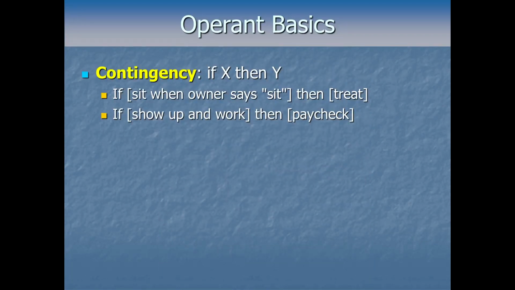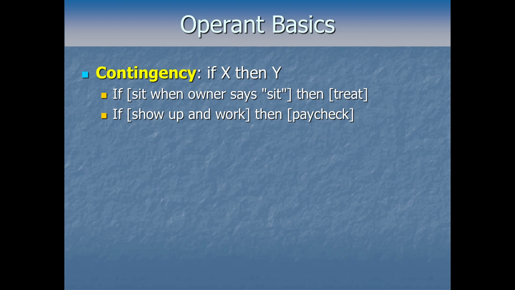So to understand how brains learn new behaviors, we have to start thinking in terms of contingencies. A contingency is an if-then statement. If X, then Y, X predictably leads to Y. From the dog's perspective, over time, it's learning things like, if I sit when the owner says sit, that's a behavior, then I get a treat. That's a stimulus as an outcome, right? That's something that happens when I do the behavior.